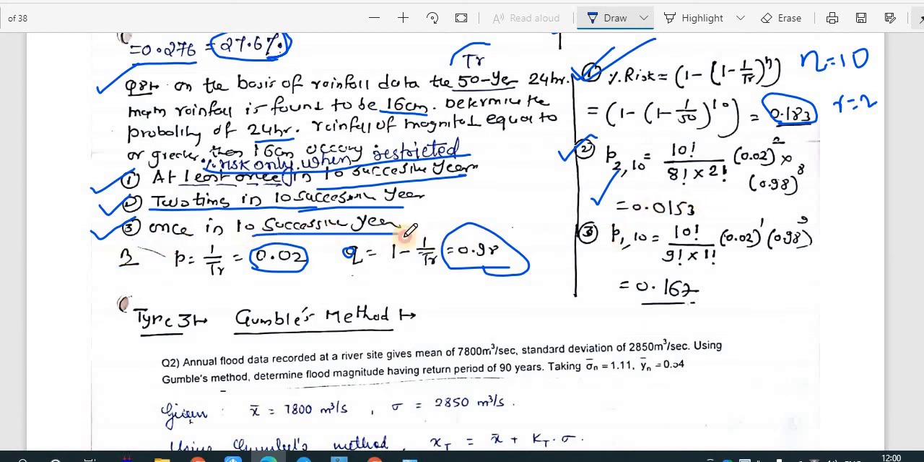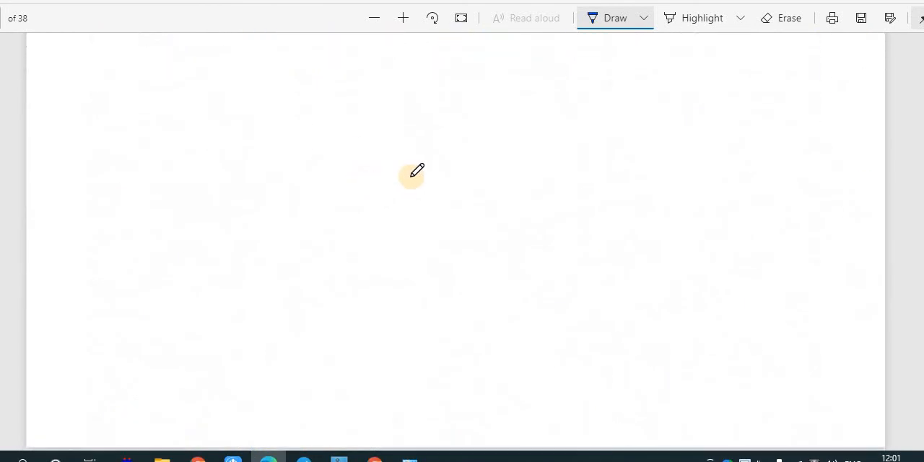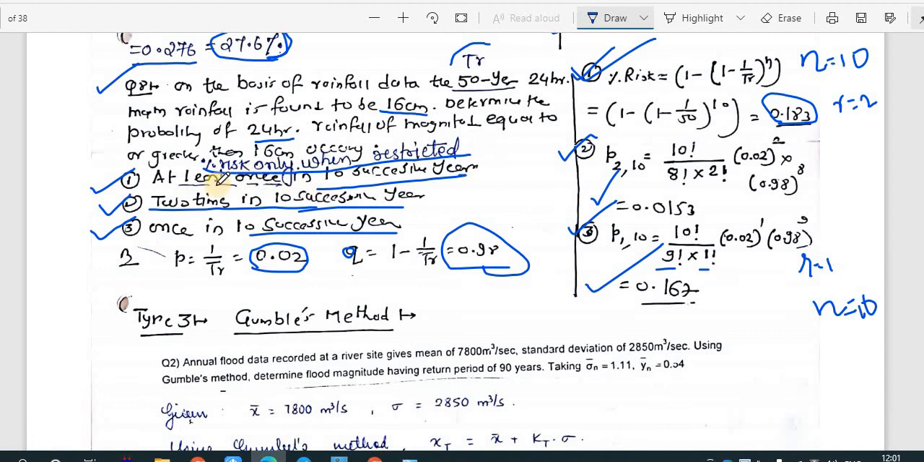In case of one successive year, we have to take the r value as 1. Everything will be the same, r will be 1, n will be 10, so 10 divided by n minus r, so 10 minus 1 will be 9, and r is 1, into p to the power r, 0.02 to the power 1, and q to the power n minus r, so 0.98 to the power 10 minus 1. The final value is coming out to be 0.167. So in this way you can calculate the probability of varied floods that can occur.